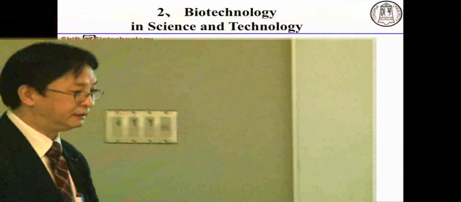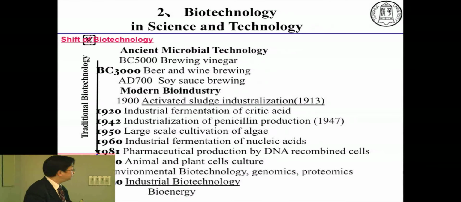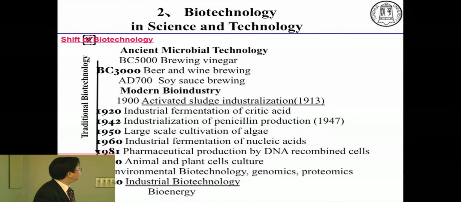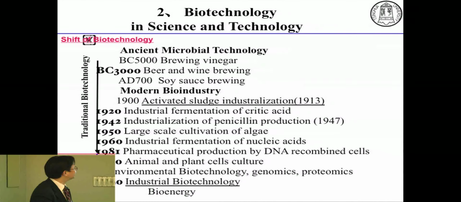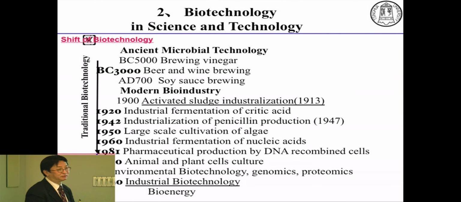So then I will come to the second part for the biotech, very briefly to see what happened in the biotech technology during human civilization. I think I'll just briefly show you the shift of biotechnology. As you know, in ancient times we already used microbial technology, such as brewing vinegar, and also around BC 5000, and BC 3000, beer and wine brewing, and also 7000 soy sauce brewing. The technology was already finished.